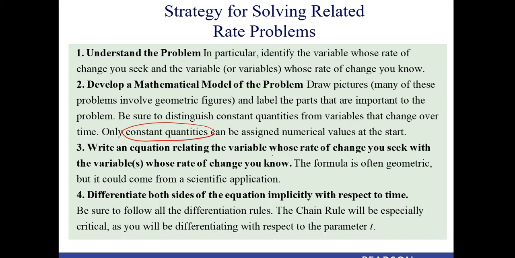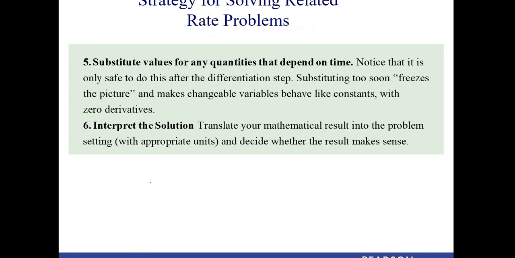3. Write an equation relating the variable whose rate of change you seek with the variables whose rates of change you know. Again, often geometric. 4. Differentiate both sides of the equation implicitly with respect to time. Follow all the rules. Chain rule is particularly important because you'll be differentiating with respect to t, time.